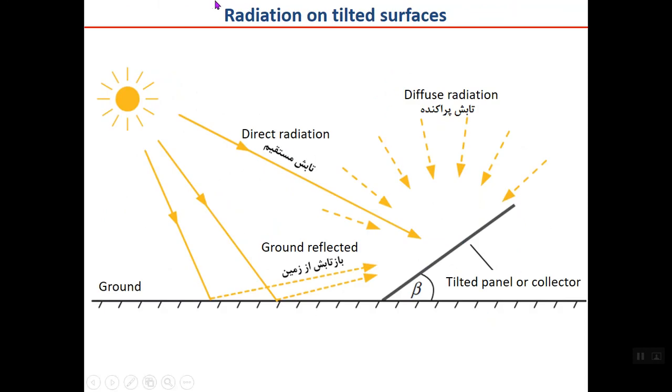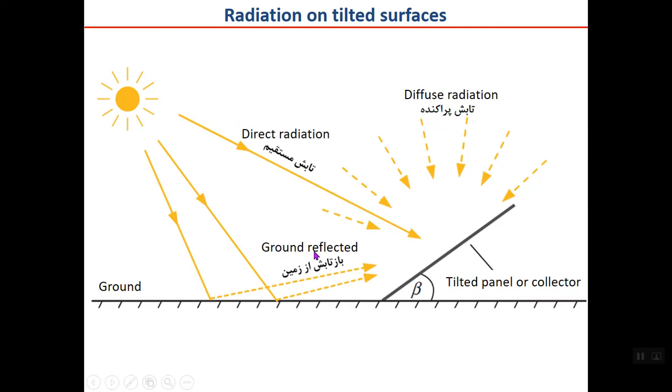Another important point here is distinguishing between a tilted panel or collector and a horizontal collector or panel. Up to now, we just discussed the horizontal surface. The surface may be a solar thermal collector or a PV module. When you have a horizontal surface, the total solar radiation on it includes just diffuse and direct solar radiation. But when the surface is tilted at an angle to the horizontal, then there will be a third one here. This is the ground reflected.